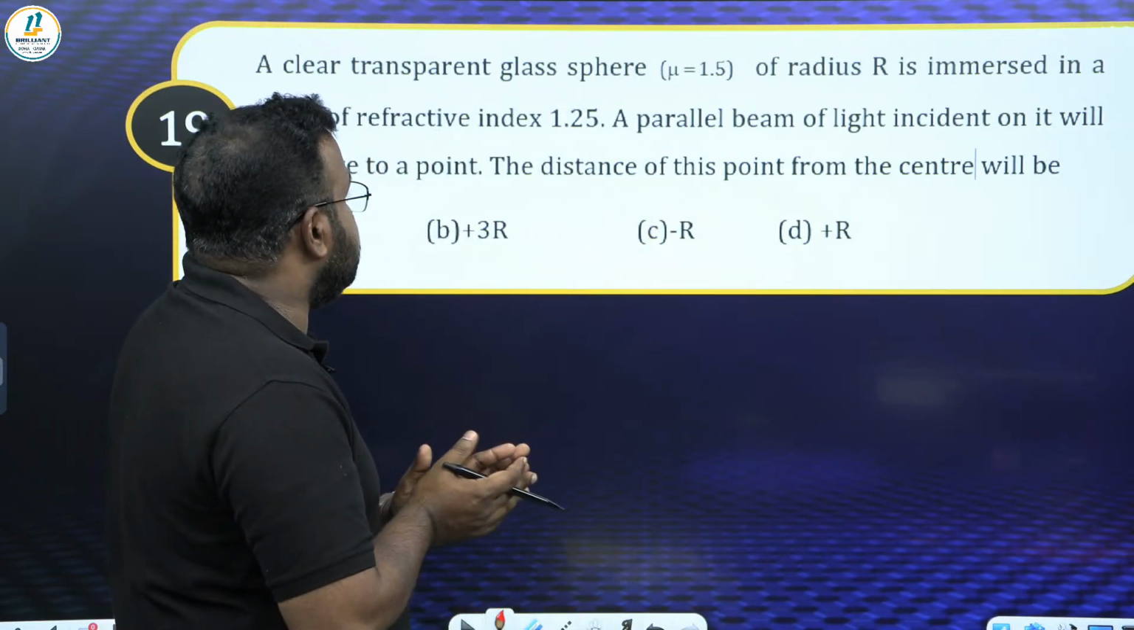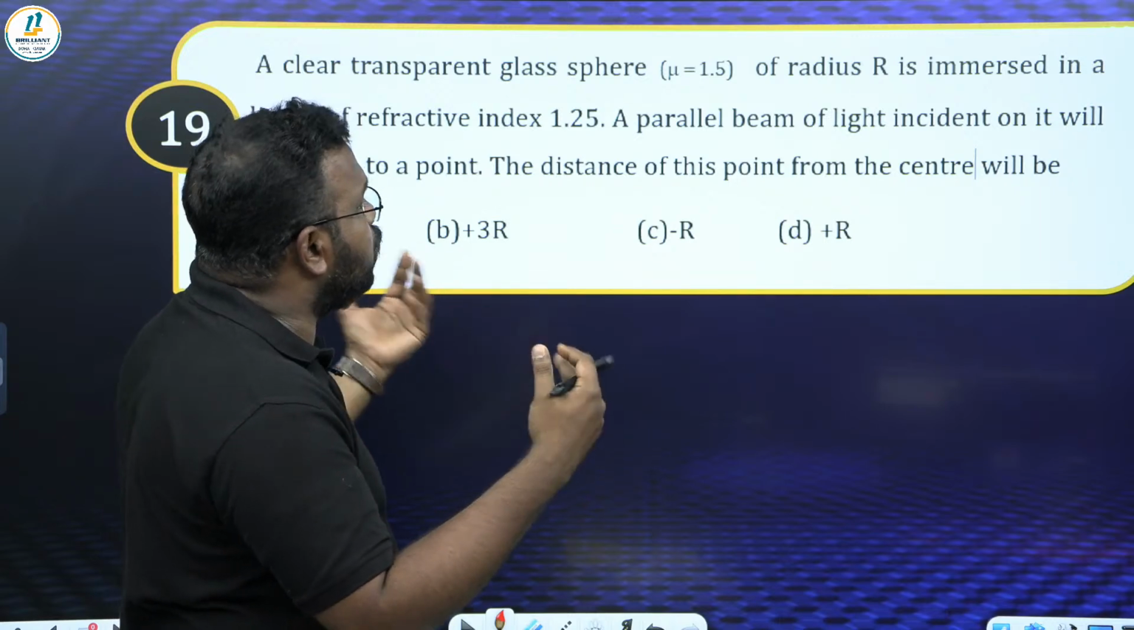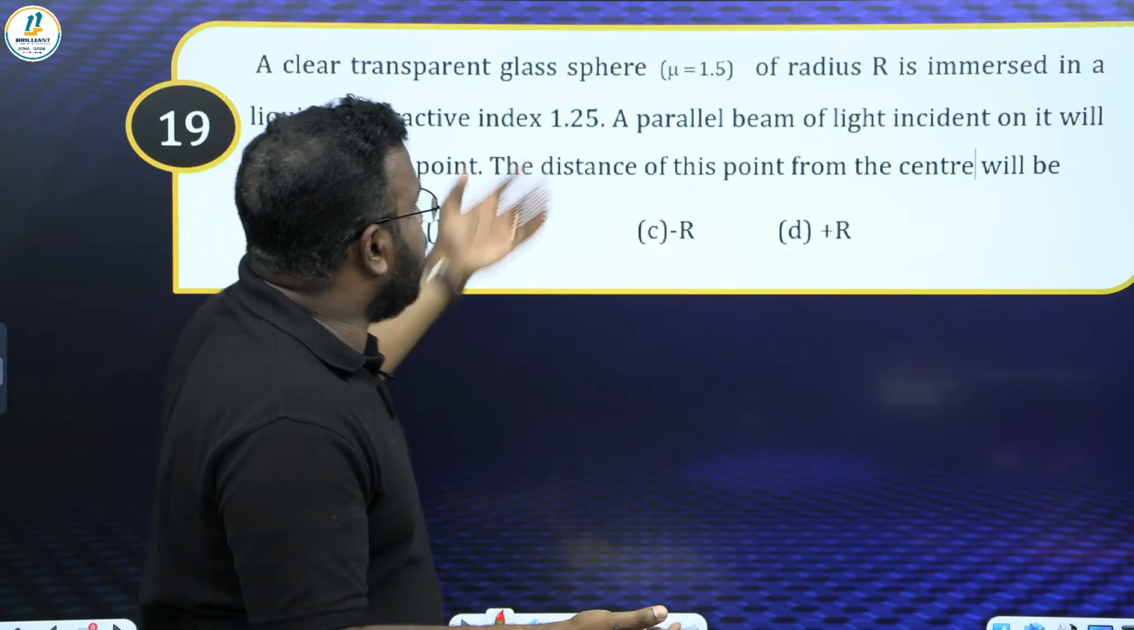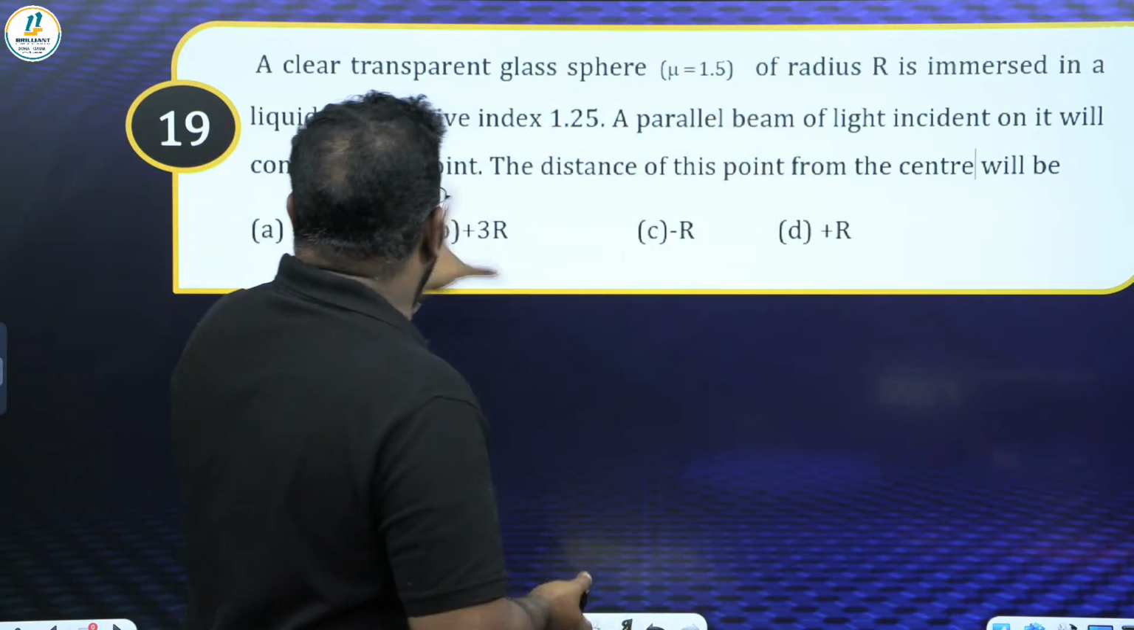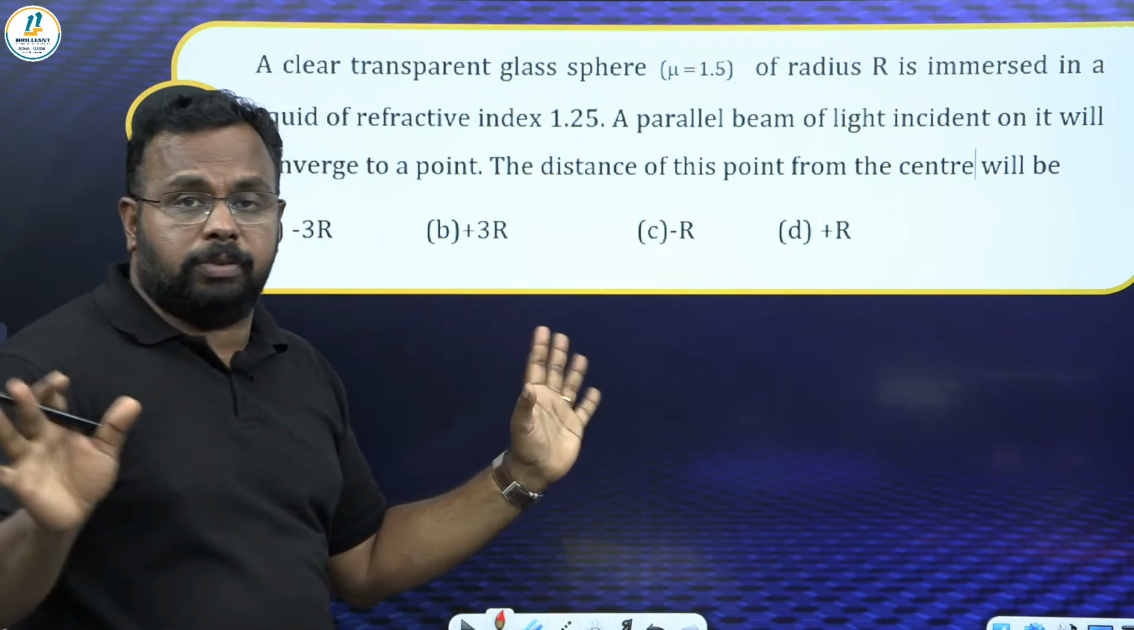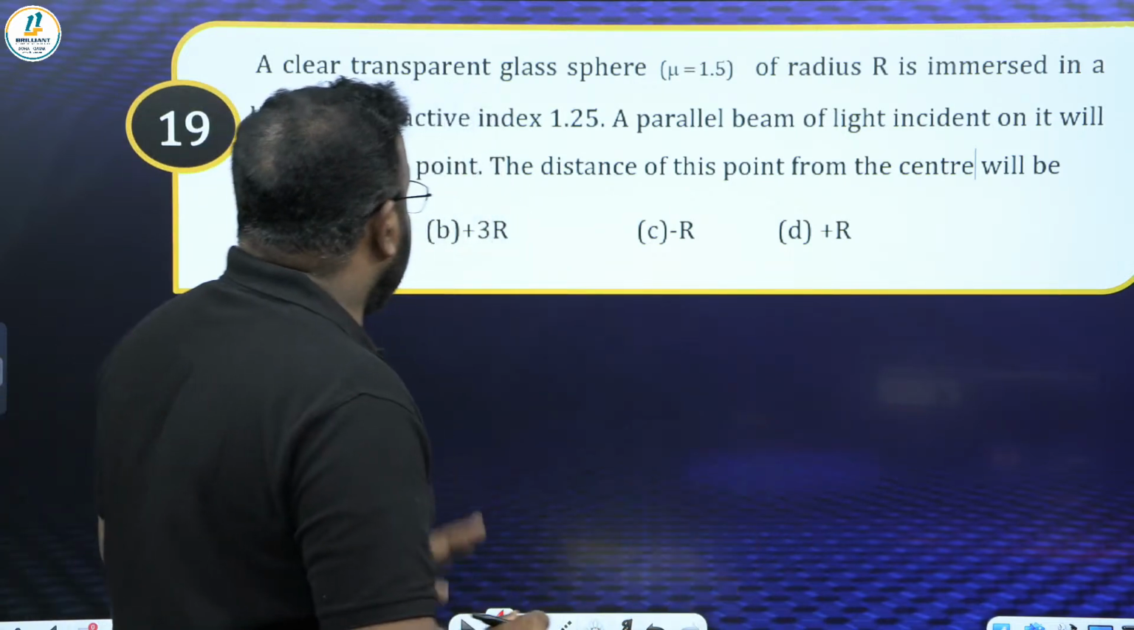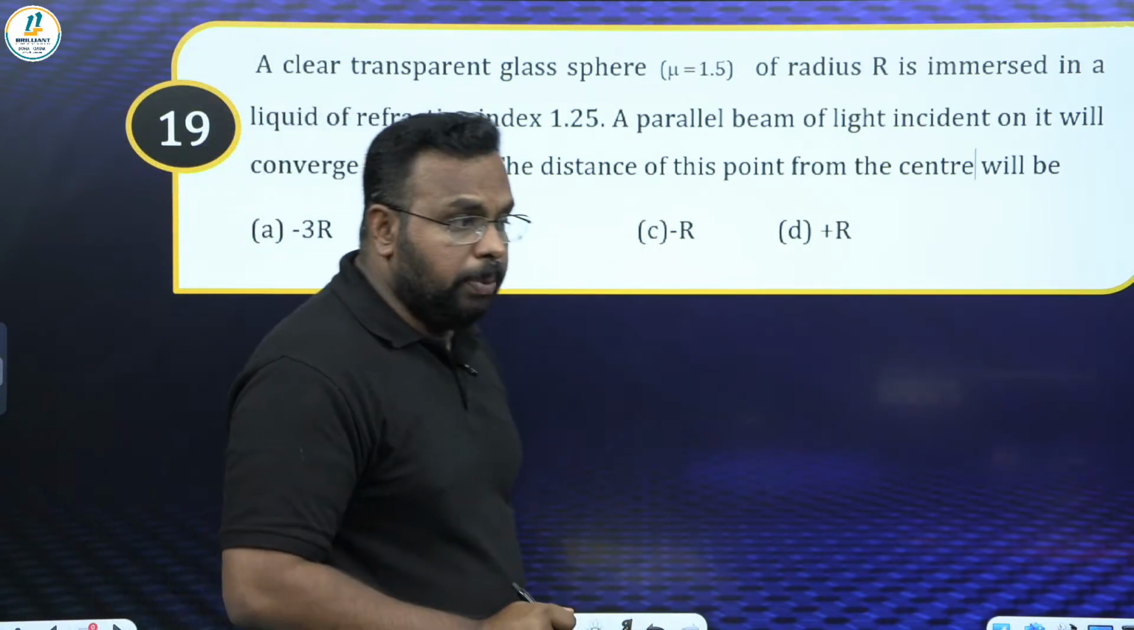Why it is complicated means they did not give any idea about where is the image formed. It's just like a parallel beam of light is incident on it, it will converge to a point. That's the only data given. It is converged to a point. Distance of this point from the center will be.